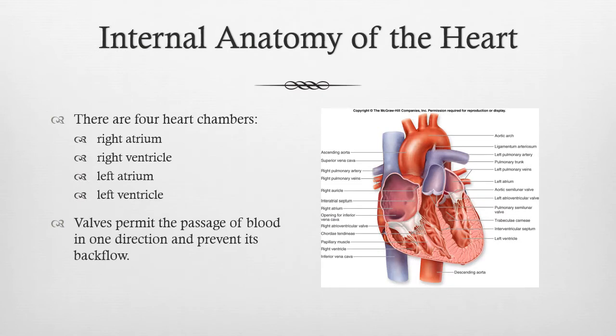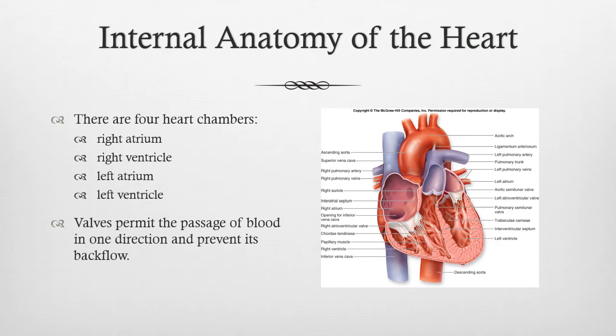Inside the heart, we now have the right atrium over here, the right ventricle, the left atrium, and then the left ventricle as we look at it inside there. We can see these big white valves that are here. And so we have some nice valves inside the heart.